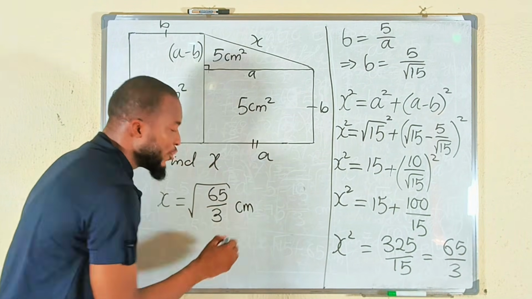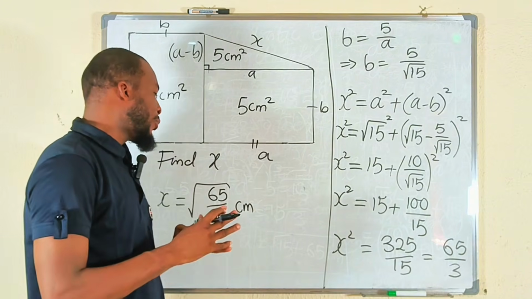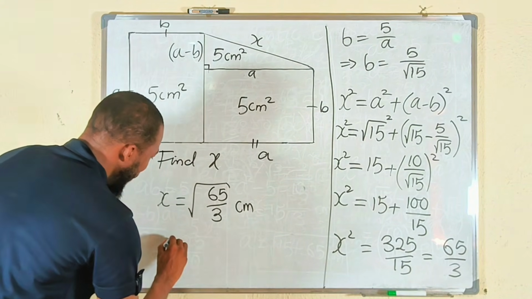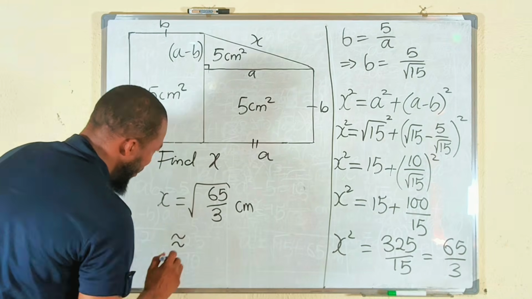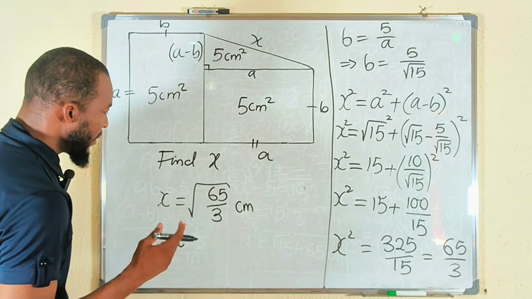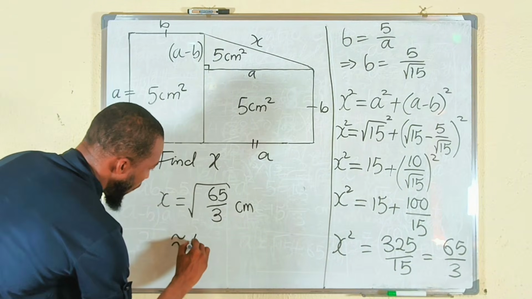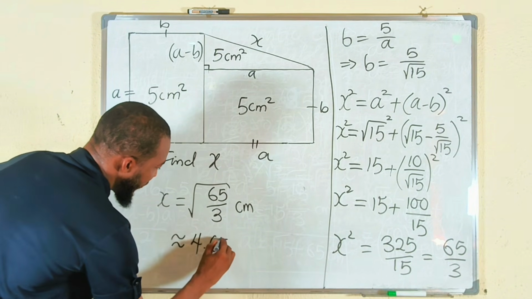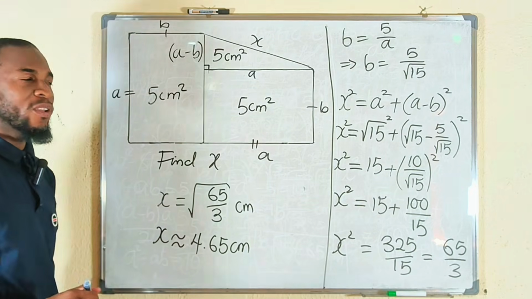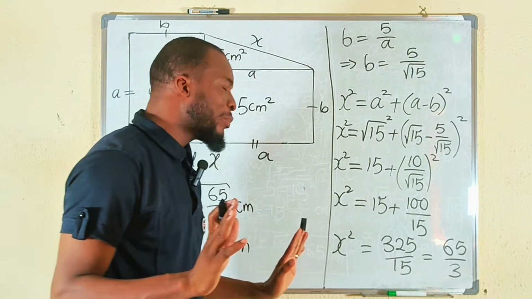And this is the most accurate solution. But if you're looking for an approximated solution, just plug it into the calculator, and this will be approximately 4.65 centimeters, in 2 decimal places. As simple as that.